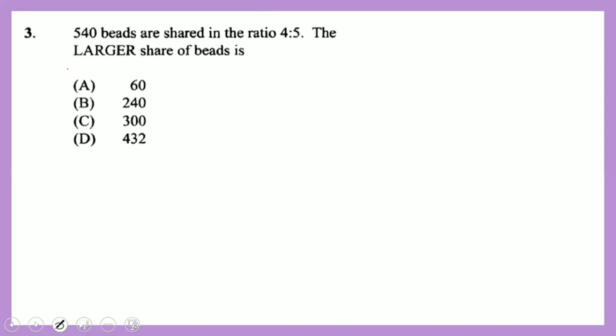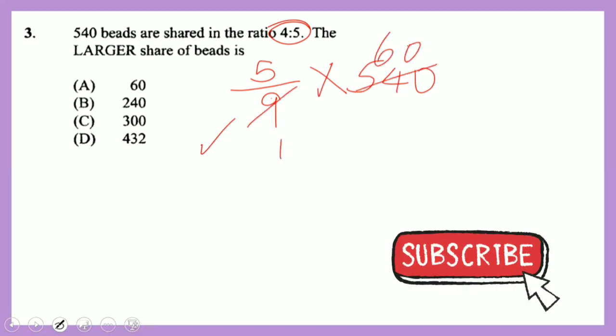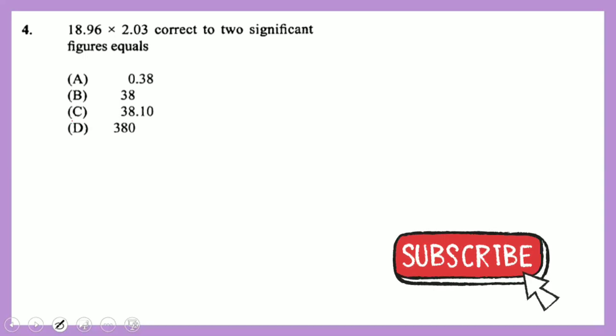All right, 540 beads are shared in the ratio 4 to 5. The largest share of the beads is, and we've done this already, the largest share is going to be 5 out of the entire share, which is going to be 9 portions. All right, 5 out of 9, but you want that fraction of 540. You just go ahead, 9 into 540, that's 60, and 5 times 60 is going to be 300. Done.